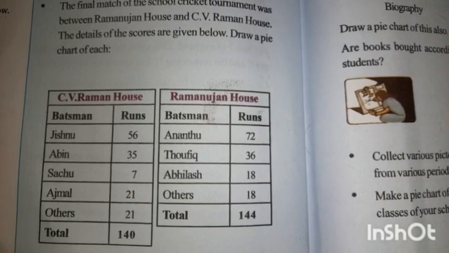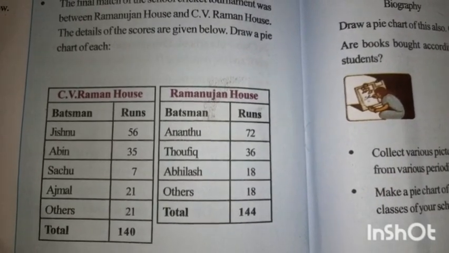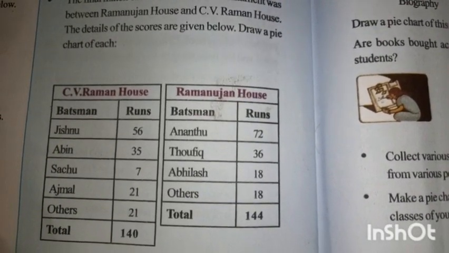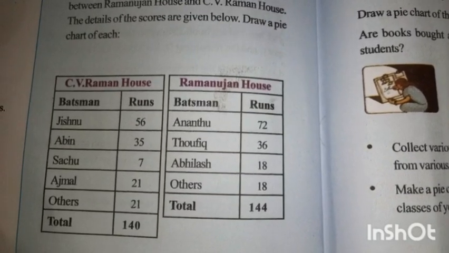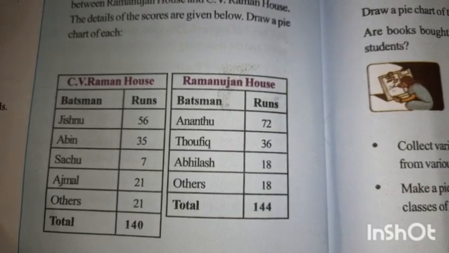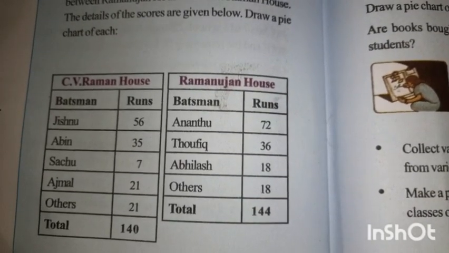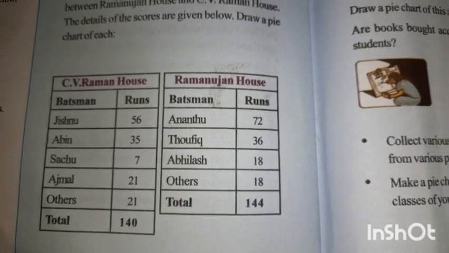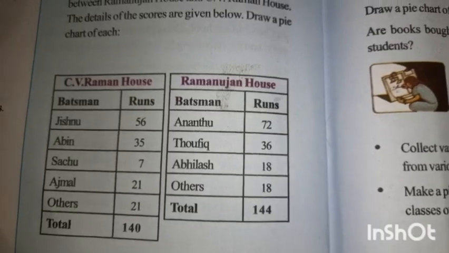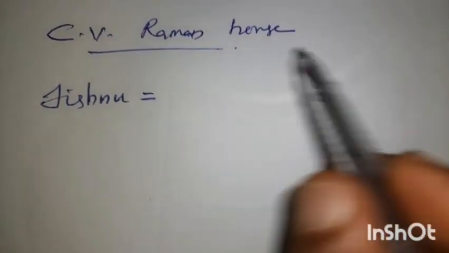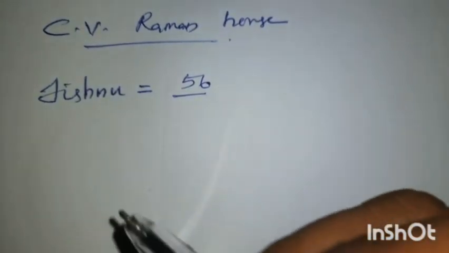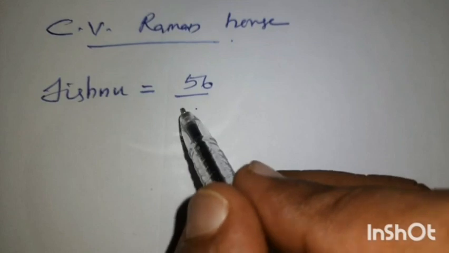The final match of the school cricket tournament was between Ramanujan House and C.V. Raman House. The details of the scores are given below. Draw a pie chart of each. Both houses and the number of runs scored are given, and you have to draw the pie chart of both. First you are drawing C.V. Raman House. Jishnu scored 56 runs. Then you have to find out the total score first.